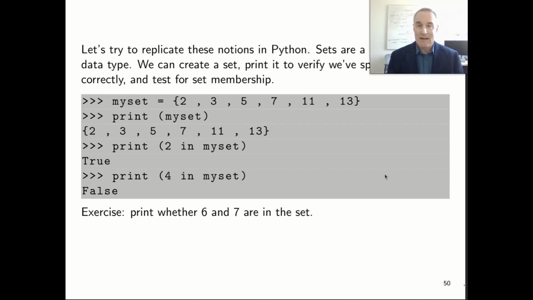So let's try to replicate these notions. Sets are a data type. We can create a set and print it to verify that we've done things correctly, and we can also test for set membership. So here, if we define the examples that we had on the previous slide, my set equals {2, 3, 5, 7, 11, 13}, we can print it. We can also print whether something is an element of the set. We can also get an answer of false when we ask to print something being in the set that is not in the set.